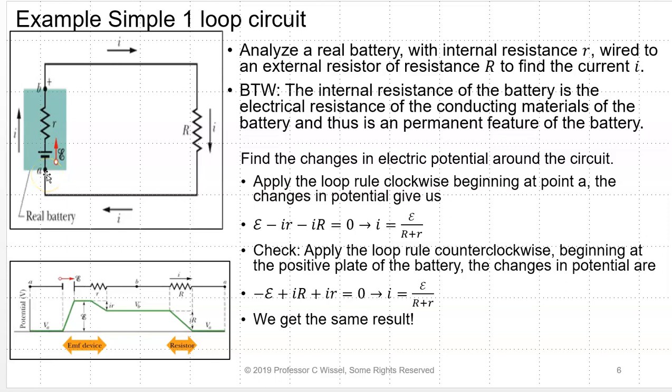This is an equal potential surface. Voltage is equal to 0. Then we can solve for I. I equals E over the sum of the resistances, E over big R plus little r.